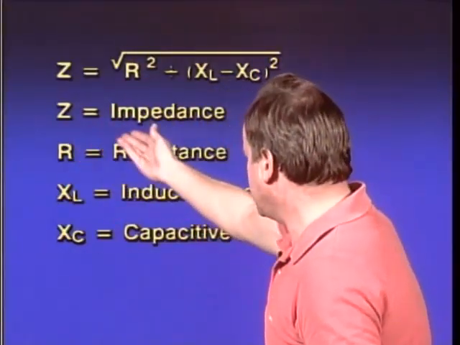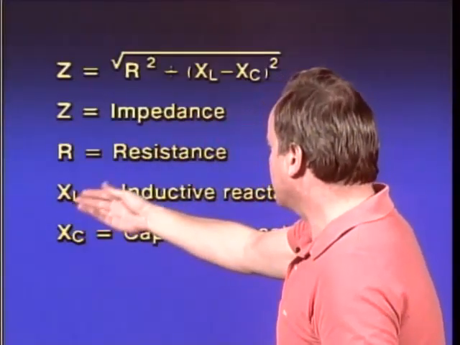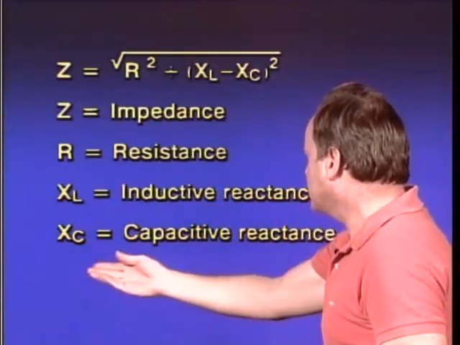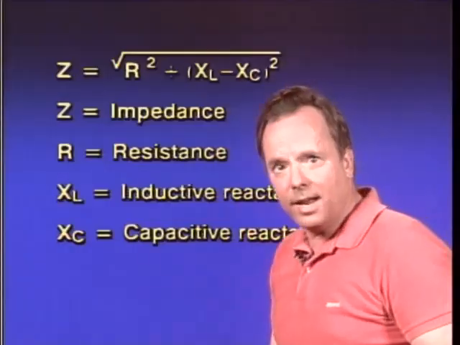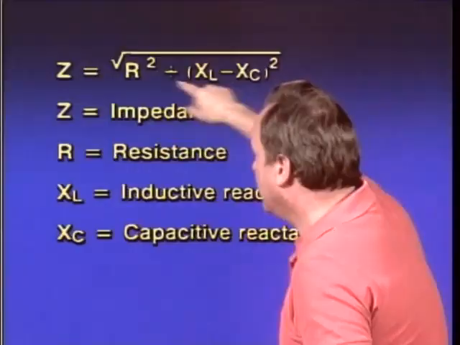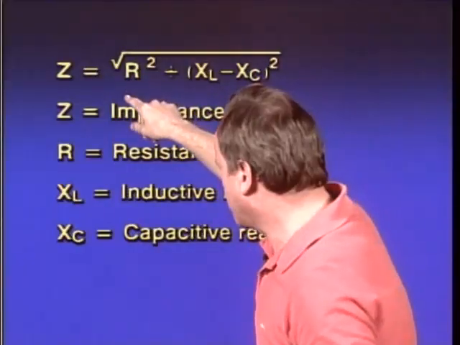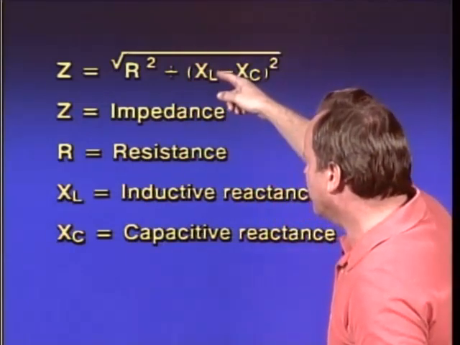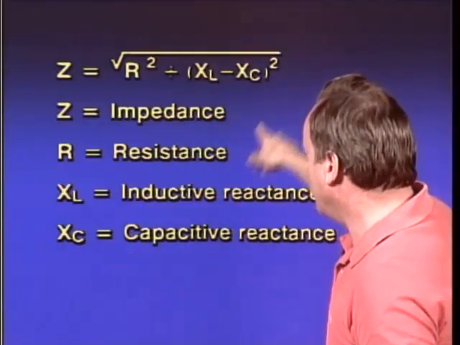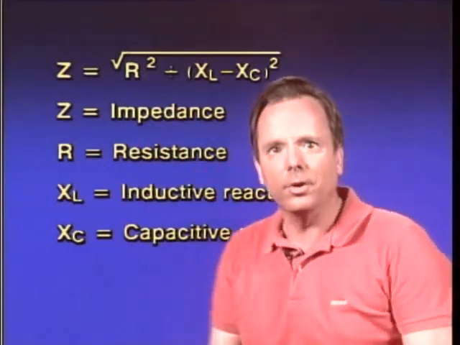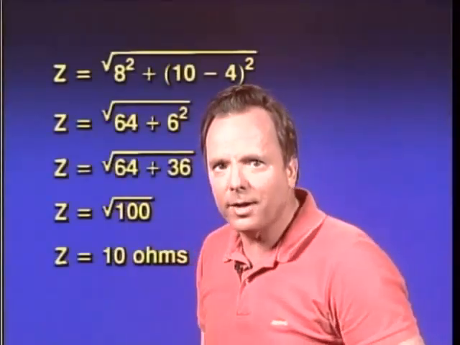For instance, they tell you that Z equals impedance, R stands for resistance, X sub L stands for inductive reactance, and X sub C stands for capacitive reactance. And they give you the formula. They say impedance is equal to the square root of this entire expression, which is R squared, that's resistance squared, plus the quantity, X sub L, inductive reactance, minus X sub C, capacitive reactance, that quantity squared. And that's the formula, and they give it to you. So all you and I have to do to solve this problem is to fill in the numbers. So let's fill in the numbers.